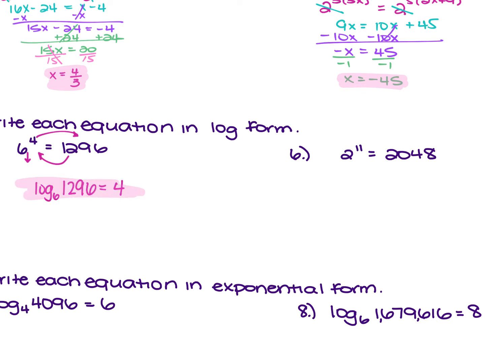For number 6, we have 2 to the 11th power is equal to 2048. So again, we're going to drop that 2 to become the subscript. The 11 as your power becomes your answer. Your answer becomes the whole number. So that's going to give us log 2 of 2048 is equal to 11.